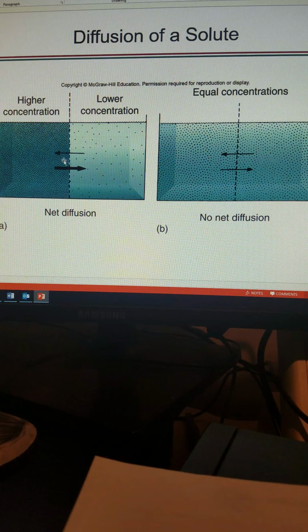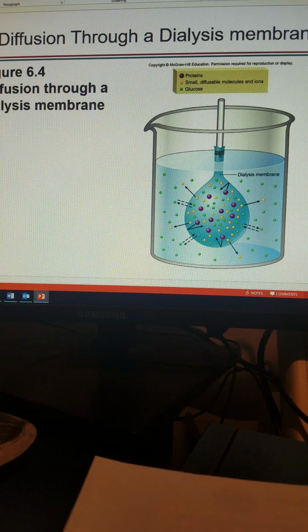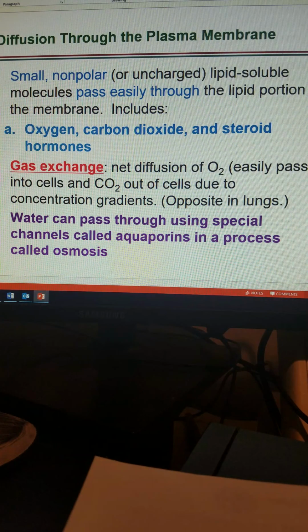So diffusion of a solute: we want our higher concentration and our lower concentration to equal out, or reach equilibrium as we call it. When you do your osmosis lab, you'll be dealing with a dialysis membrane and some iodine. Your dialysis tubing is going to act as your cell membrane in this case, and you'll be observing simple diffusion, and you'll watch molecules move in and out of this dialysis membrane. I can't tell you more about it, so you'll have to do your lab and you'll see.